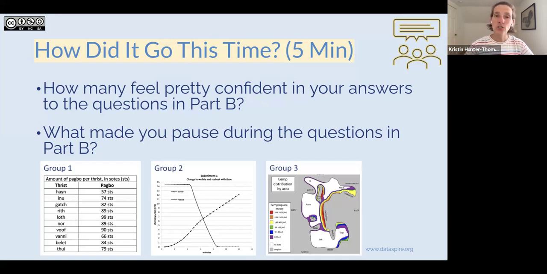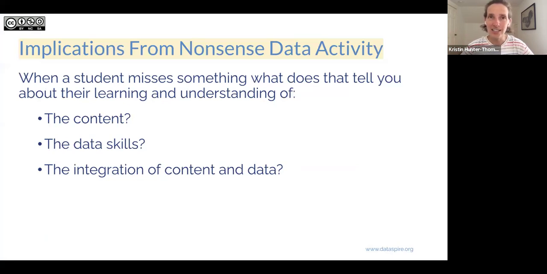Now, what's interesting about this activity, yes, it's called the nonsense data activity, put together by some great colleagues of mine a while ago, is that what it's really illuminating is that our pre-service teachers or their future students can be missing the answers on part B because they don't understand the content. That's what I took away from you all. You are experts at data skills. You are experts at integrating content and data. So what I took away was the content or the context of the data. So that makes it really hard to answer those questions.